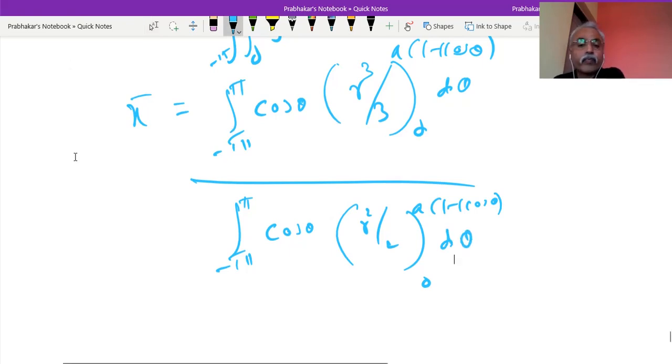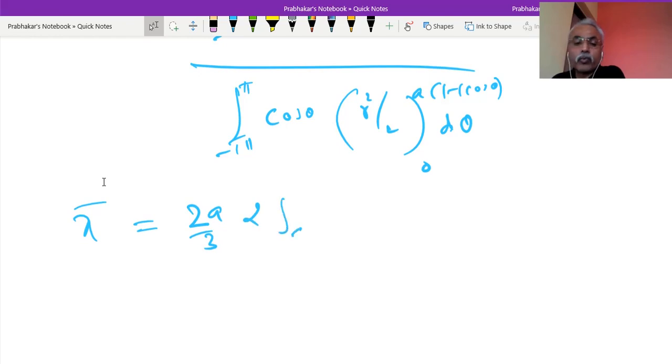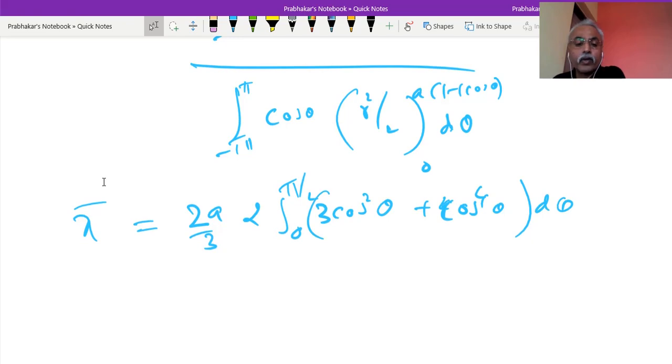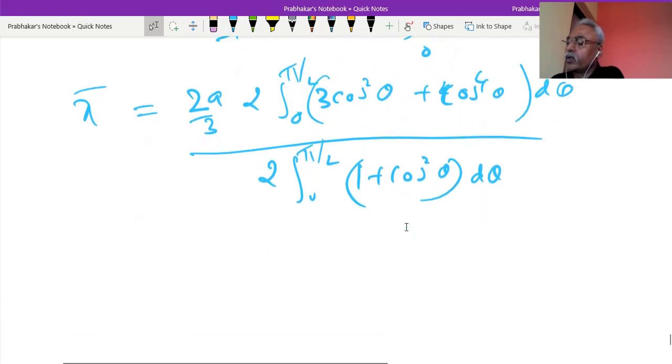Substituting these limits, that is the value of cos square and all that, you will be left with some simplification like this: 2a by 3, 2 times 0 to pi by 2, because cos theta is symmetric about the x axis, 3 cos square theta plus cos raised to 4 theta d theta in the numerator. Very similarly, in the denominator, you will be left with 2 times 0 to pi by 2, with slight modification, 1 plus cos square theta d theta. You have to integrate numerator and denominator separately. As the powers are even, you can very easily see that this is done 2 times.